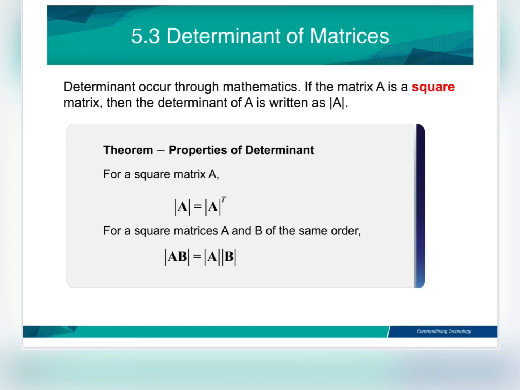Determinants occur throughout mathematics. If the matrix A is a square matrix, then the determinant of A is written as |A|. So the bracket is only a line.